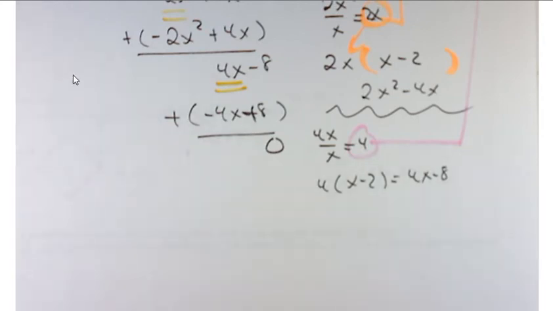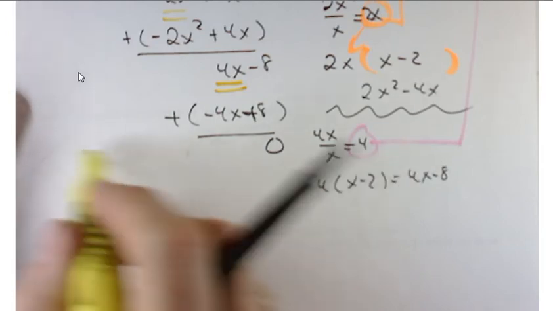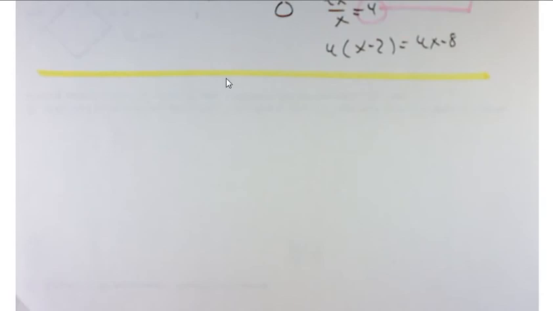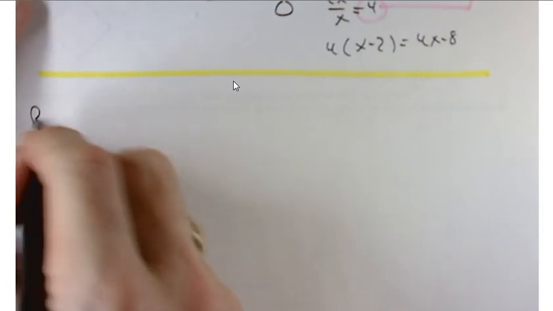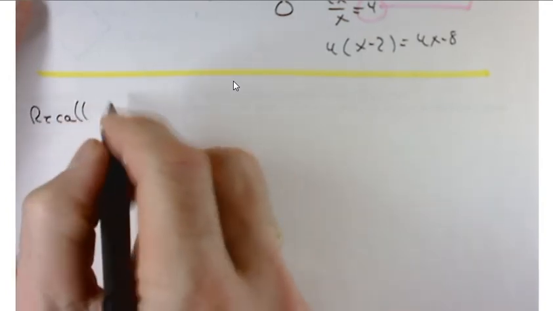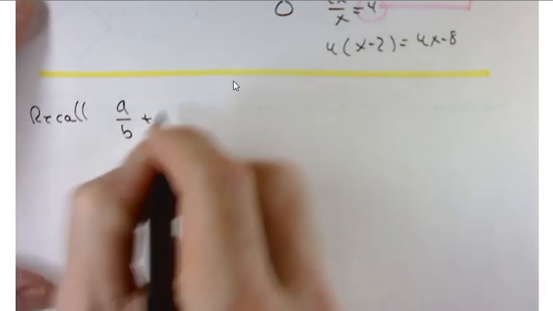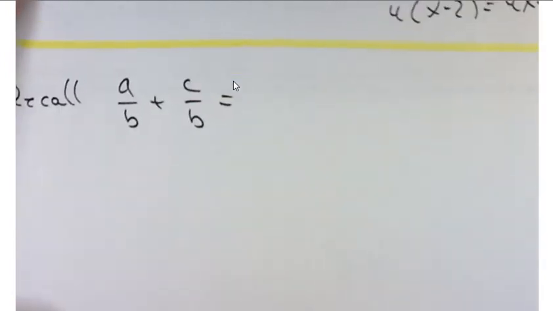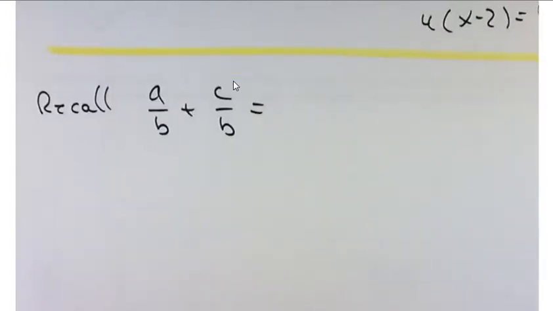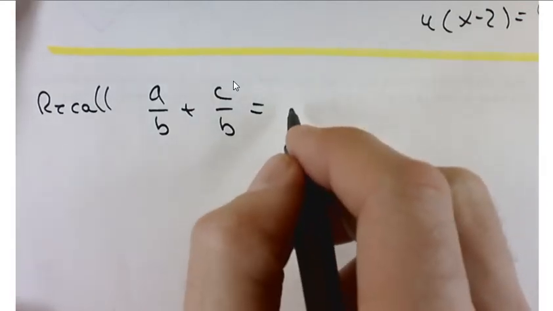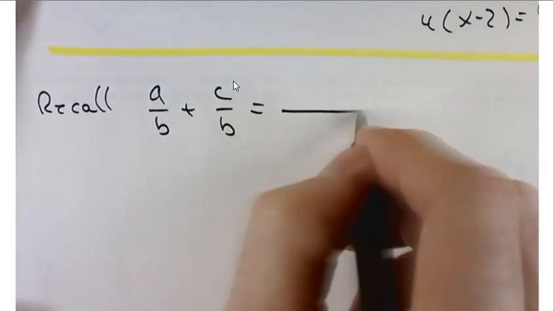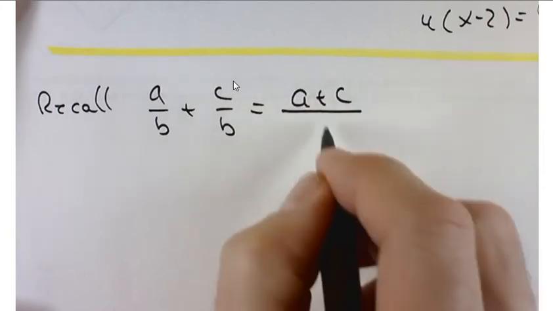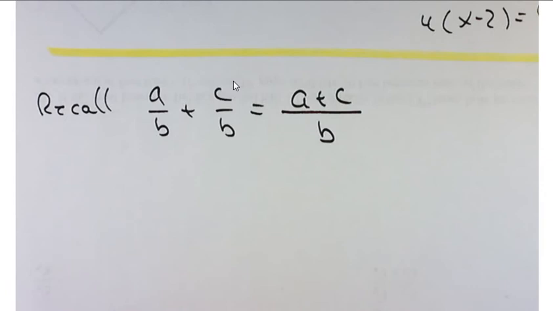All right, onward then. Last little bit here for this section. And that is to start by recalling something that we've done a long time ago. And that is when we had two things the same denominator. What could I do with the numerators? Not all at once. What could I do with the numerators? How could I rewrite this? a plus c over b. Good, just add the numerators. Thank you.